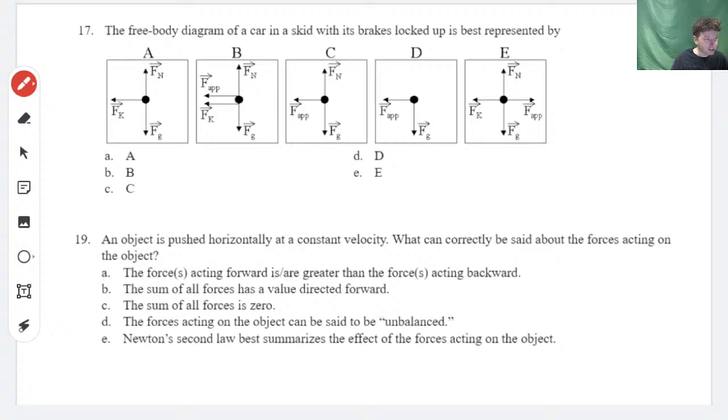17. The free body diagram of a car in a skid with its brakes locked is best represented by. Okay, lots of different options.